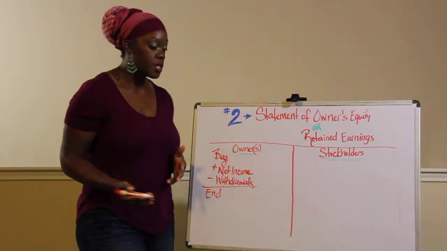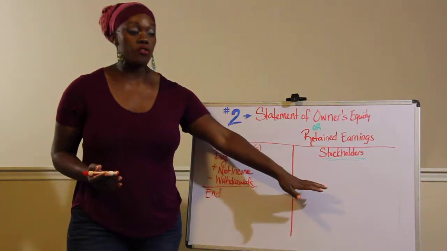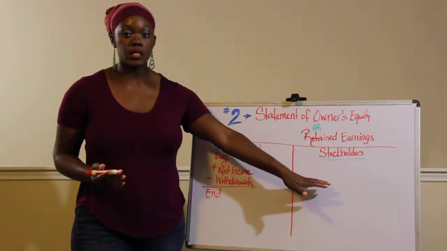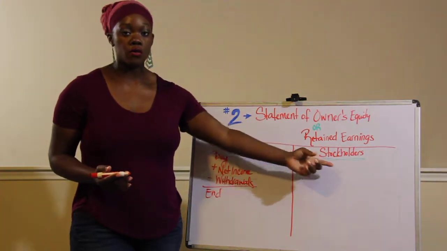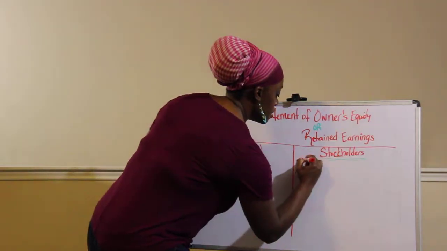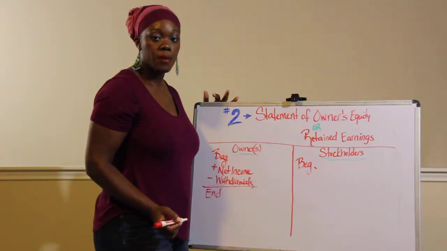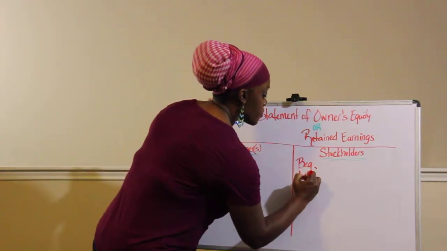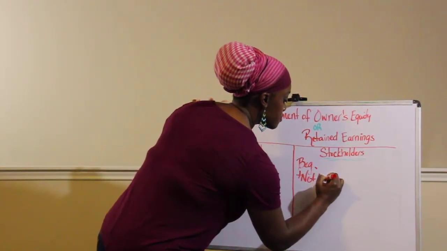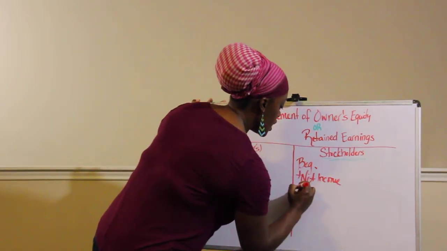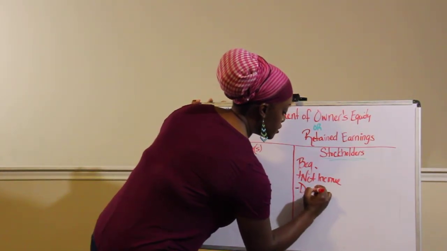It's like 4 steps. The same thing is going to be true over here on the statement of retained earnings for our stockholders. We're going to start with our beginning balance of retained earnings from the prior period. We're going to add our net income, and then we're going to subtract out any dividends.